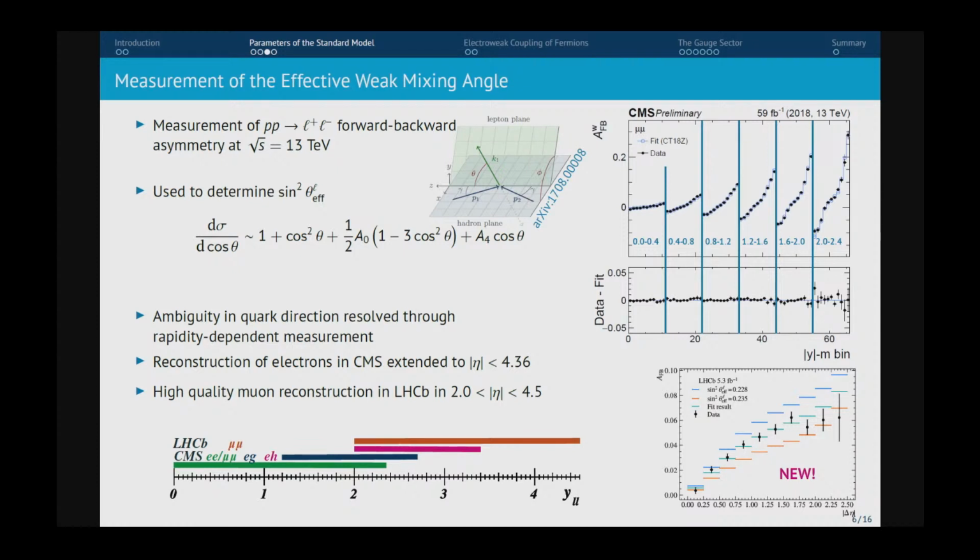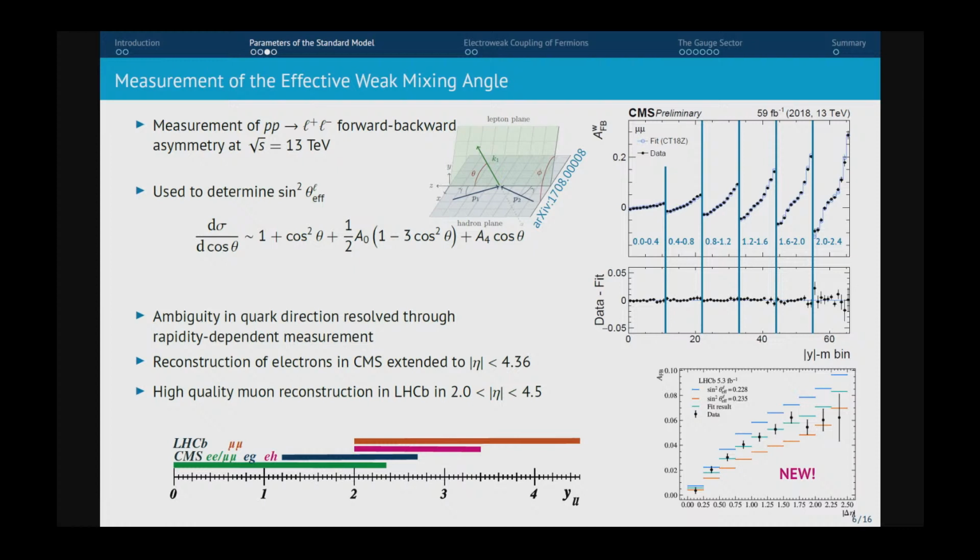This ambiguity is resolved through proxy variables again, namely the boost of the Z boson along the beam axis. And this is shown in this plot by CMS. So you find in a given bin the asymmetry as a function of the reconstructed mass. And then as we go to higher dilepton rapidities, this asymmetry increases, and this is how we obtain sensitivity to the weak mixing angle. CMS measured the same asymmetry as a function of a slightly different variable.